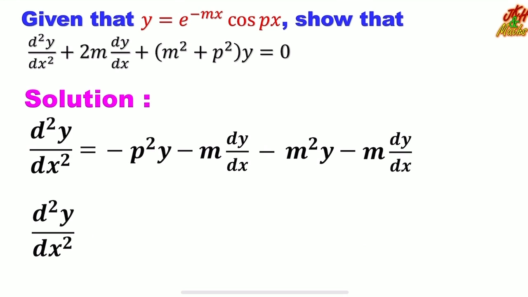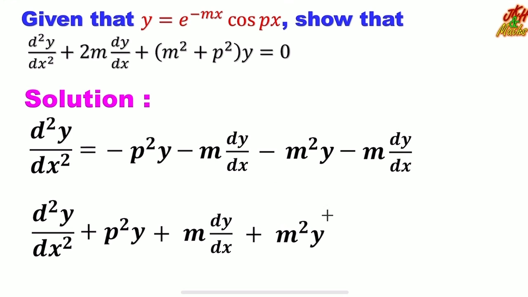So for the second derivative of y with respect to x, what we need to do now is add p square y to both sides of the equation. We add m dy/dx to both sides of the equation, and then we add m square y to both sides, and then we add m dy/dx again to both sides, giving us 0 on the right hand side of the equation.